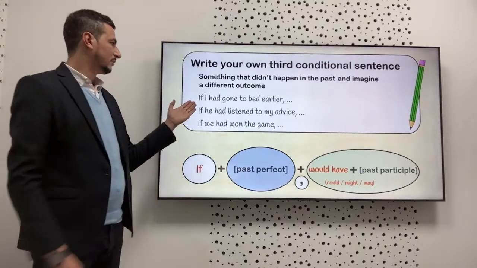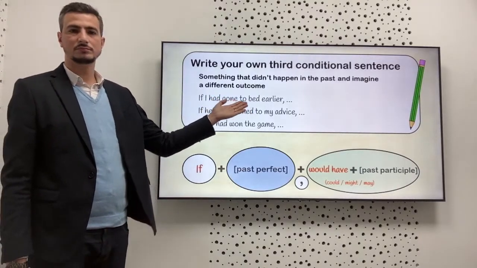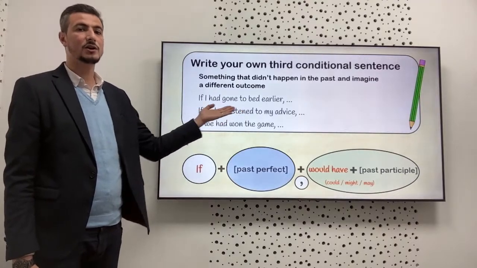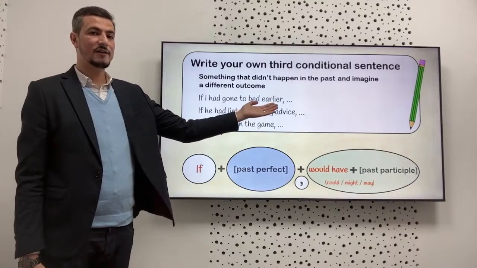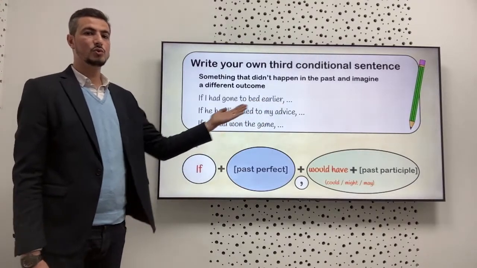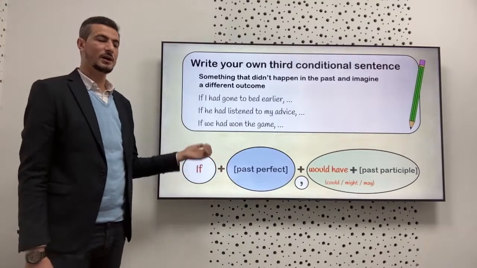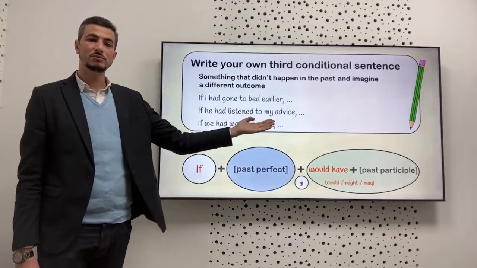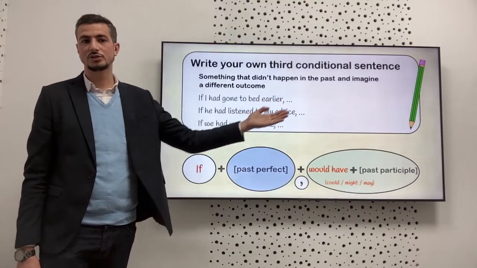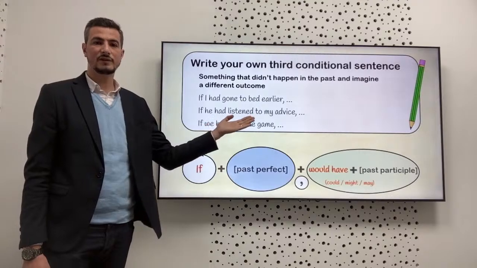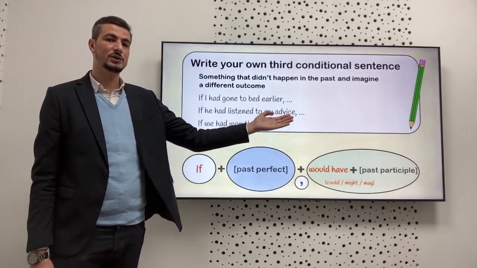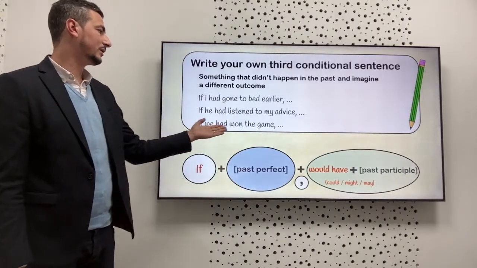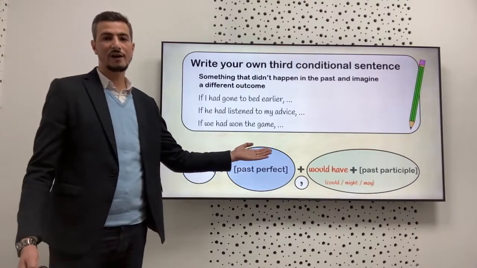Okay, if I had gone to bed earlier, which means you didn't go to bed earlier, but if you had gone to bed earlier, you wouldn't have missed school in the morning. You would have woken up early. The second example, if he had listened to my advice, he wouldn't have. You finish. For example, if he had listened to my advice, he would have found a solution to his problem. The third one, if we had won the game, we would have qualified.